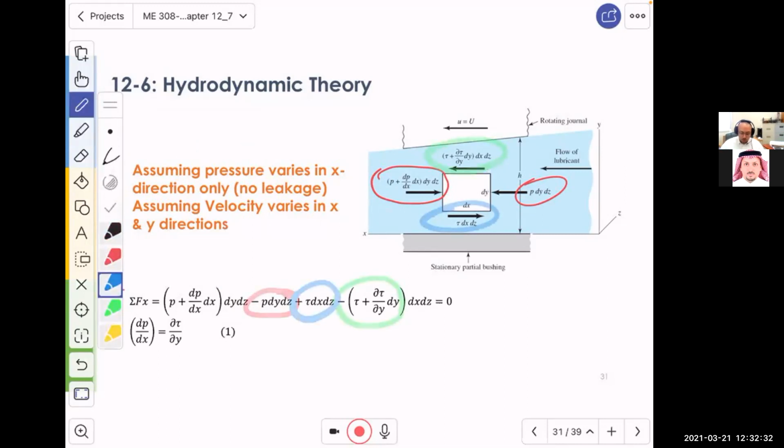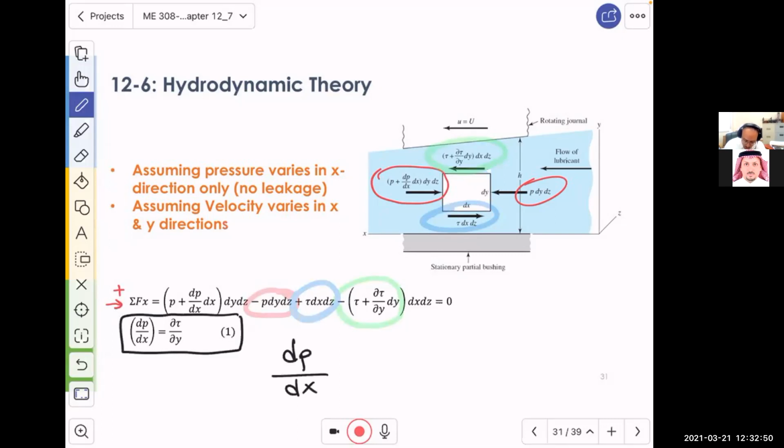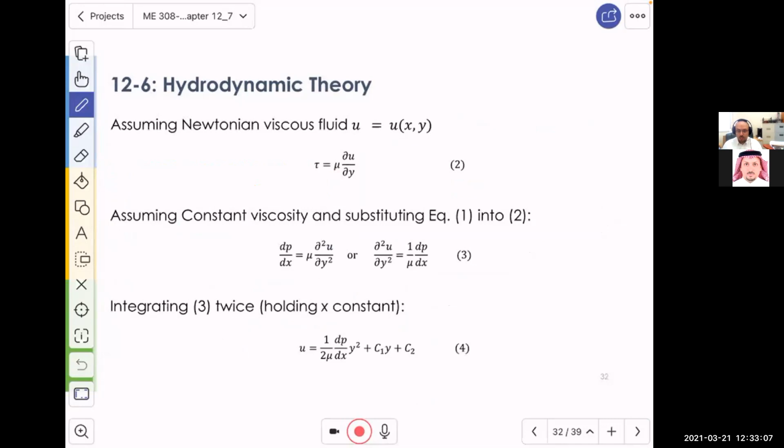Now, I am not going to go into too much detail, but this long equation, which seems to be complex, can be simplified to this equation. This is equation number 1, which says that the change in the pressure along the x direction is equal to the rate of change of the shear stress with respect to y. Now, of course, this is just a differential equation. So we need a little help in there.